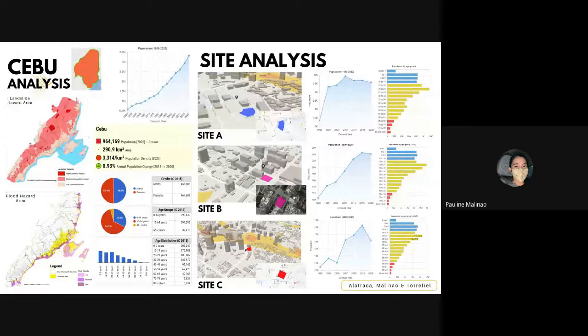The maps also show the landslide and flood hazard areas in Cebu. Thus, the proposed sites are located in low landslide hazard areas, while for flood hazards, they are in moderate flood hazard areas. As for the right side, all three sites have decreasing population density per barangay. But the age group population for Site A has higher rates in ages 15 to 24 years old, while Site B and C have higher rates in ages 20 to 29 years old.